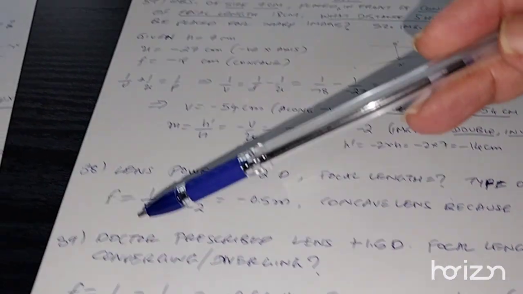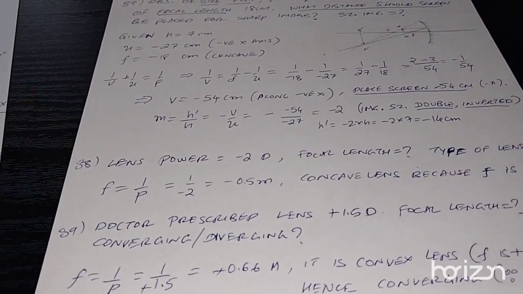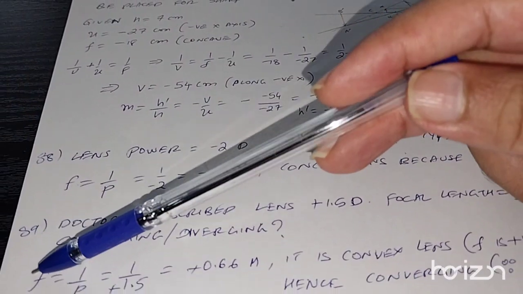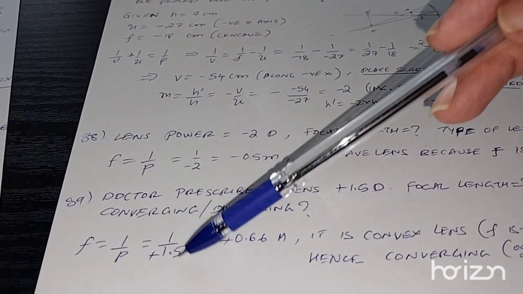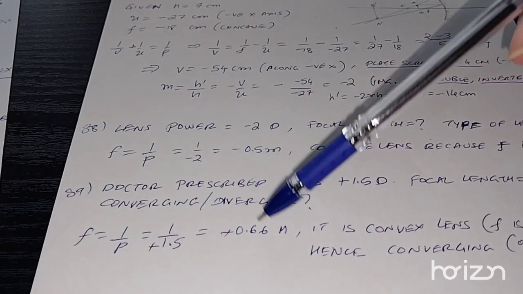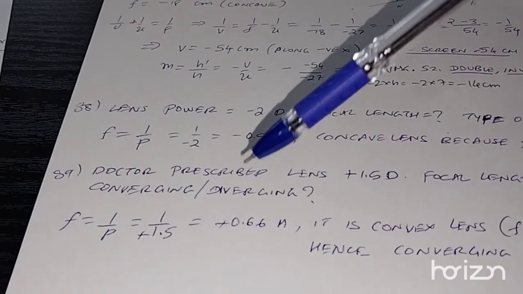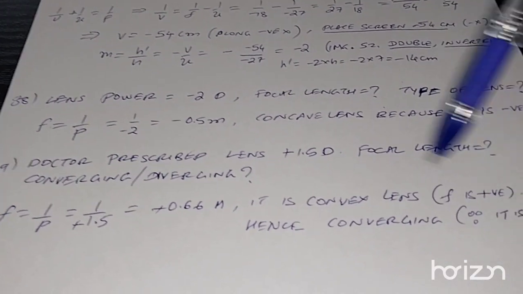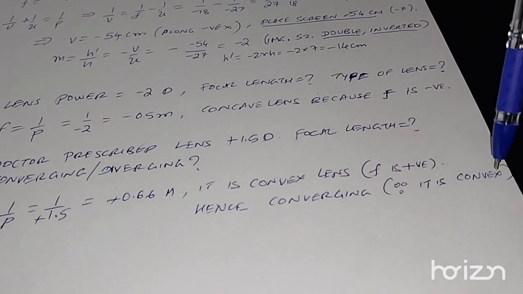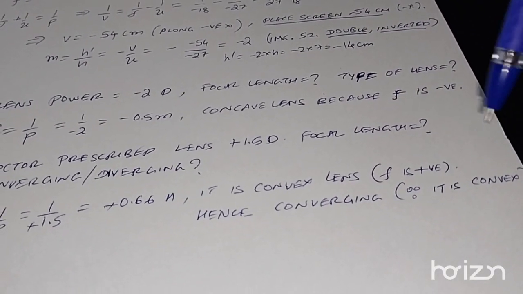Okay, next question. Doctor prescribed lens of 1.5 diopter. Focal length is equal to what? Okay, the focal length is equal to 1 upon power, which is 1 upon 1.5, which you will get as positive 0.66 meter. Since it is positive focal length 0.66, it's a convex lens since f is positive. Hence, it is a converging lens because it's convex. Okay, convex lens always is a converging lens.